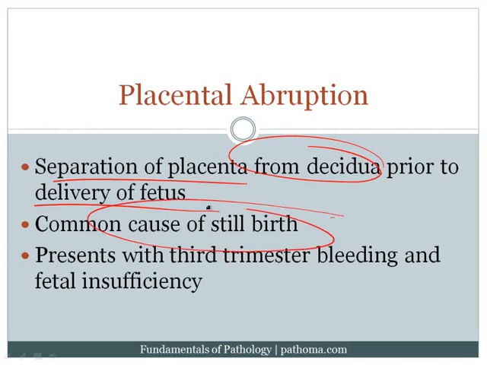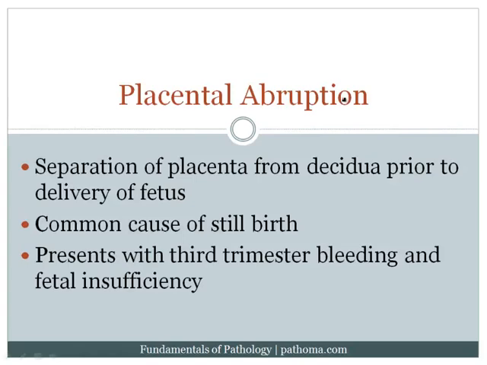This is a common cause of stillbirth, and it presents with third trimester bleeding and fetal insufficiency. And that kind of makes sense, because if you go back here, and you've got this uterus and you've got this placenta up here, if you begin to separate the placenta from the wall, well, then you've cut off the baby's source of blood, or the baby's source of oxygen, I should say. And so that's going to result in fetal distress. So there'll be fetal insufficiency and a risk of stillbirth.